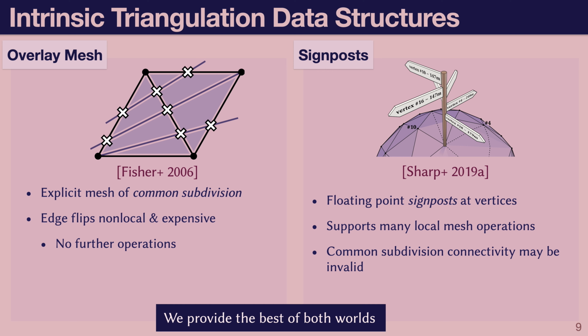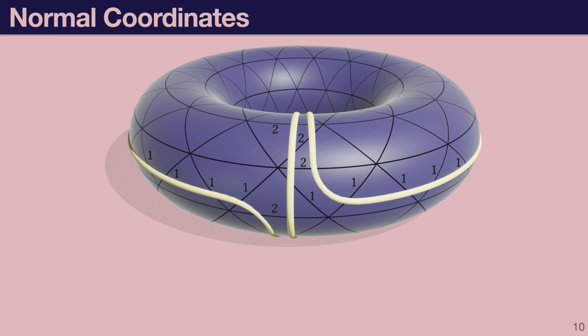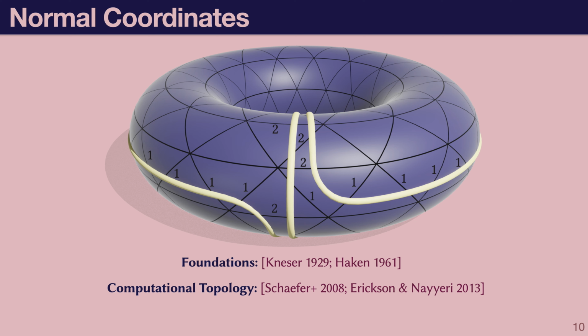Our new integer coordinates data structure offers the best of both worlds, providing efficient local mesh operations while also guaranteeing a valid common subdivision. To do so, our data structure builds on the idea of normal coordinates, a concise representation of curves and surfaces from the field of geometric topology. Again here, the core idea dates back to at least the mid-20th century. Since then, normal coordinates have proved useful in computational topology as an efficient encoding scheme for curves, but have only recently begun to see use in geometry processing.